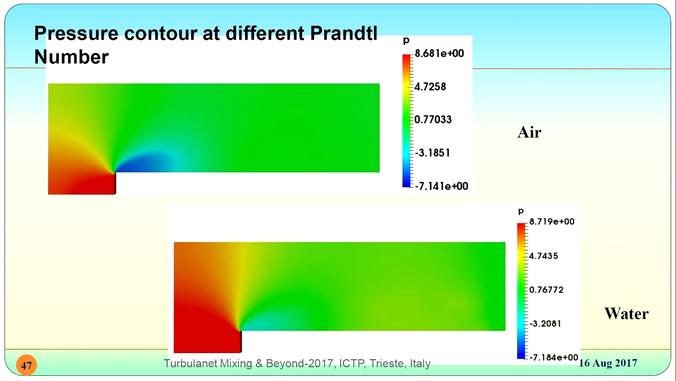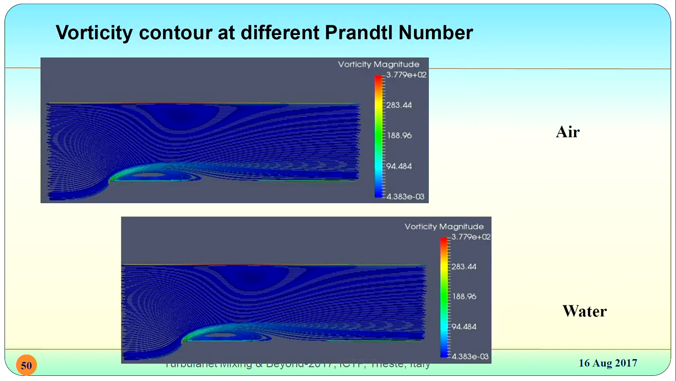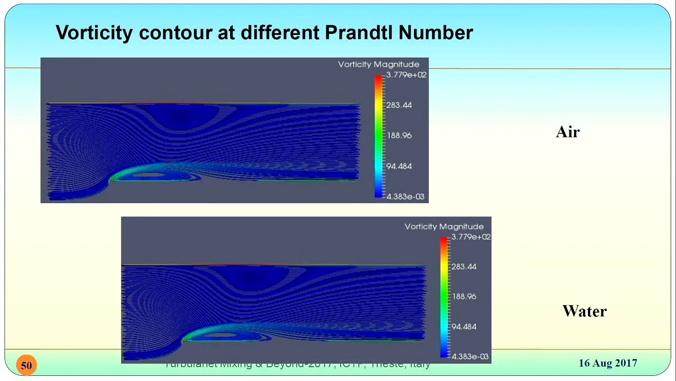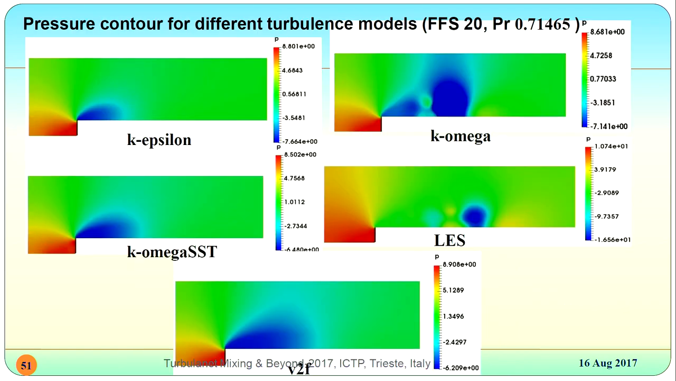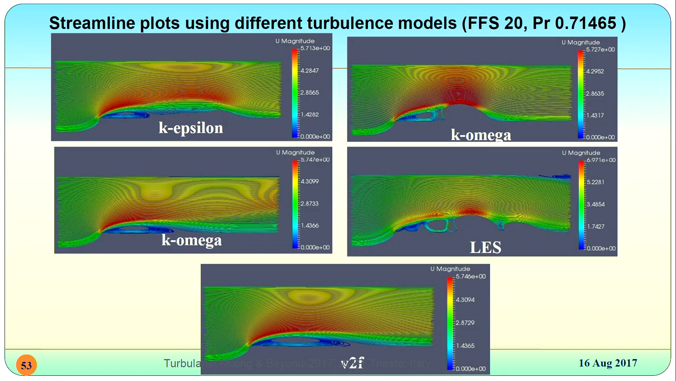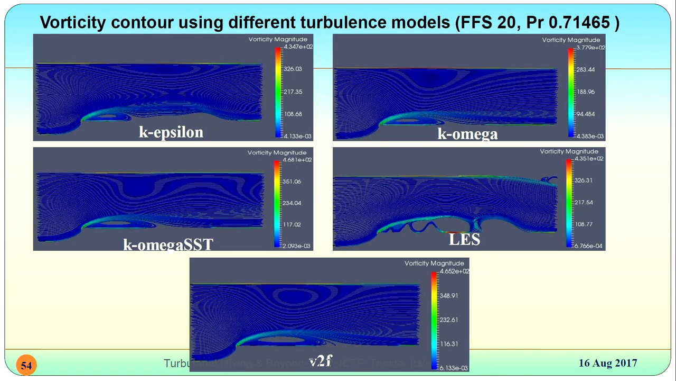This is from the heat transfer point of view, it makes sense to change the Prandtl number, which has not been reported earlier. Then we have the streamline plots also for the same case with the same Reynolds number but a different Prandtl number. And also for the different turbulence models, this is the pressure contours. The k-omega in almost all cases is found to behave differently from the other two. This is the velocity contours, then streamline plots and the vorticity plots.